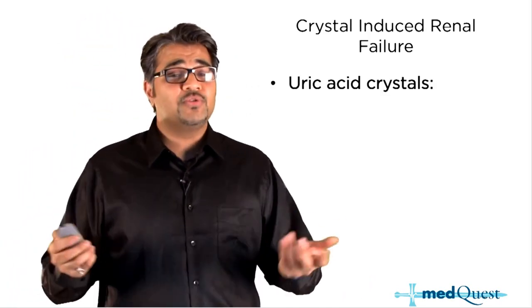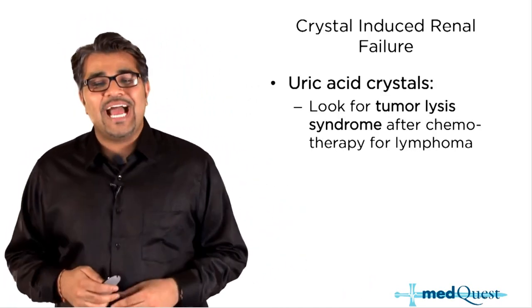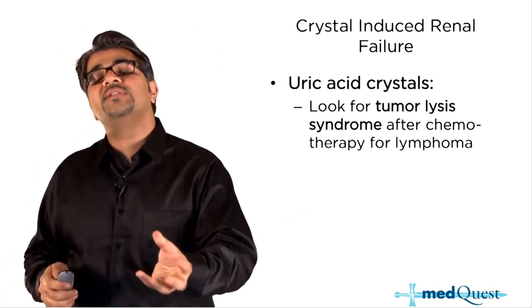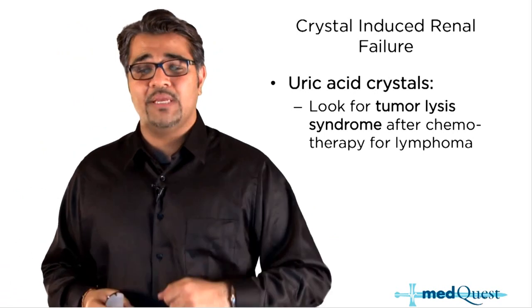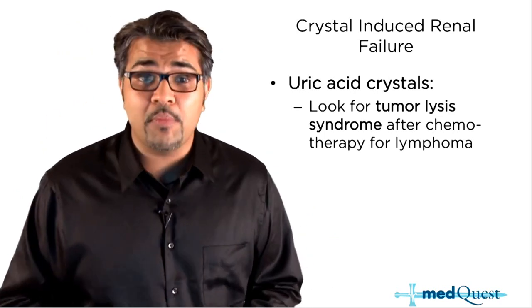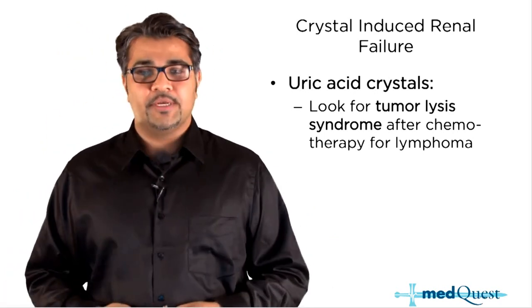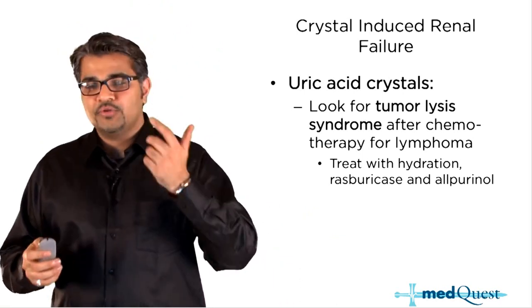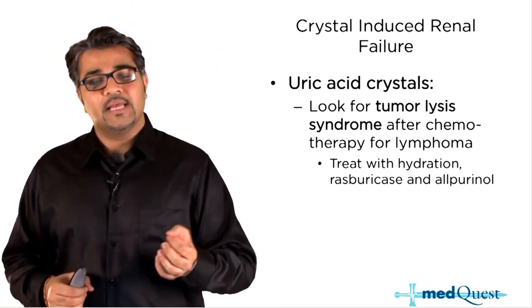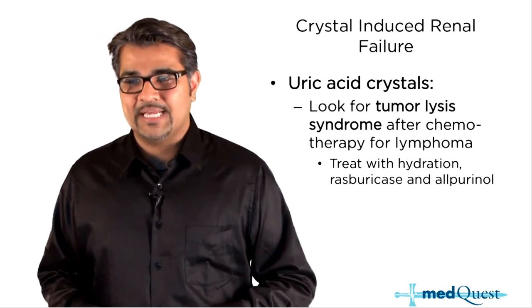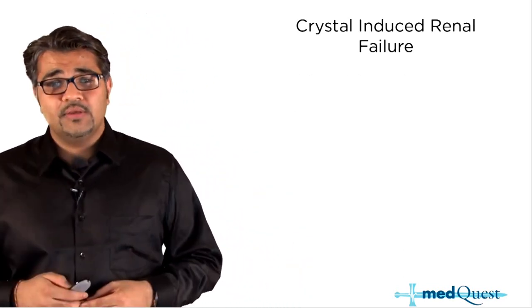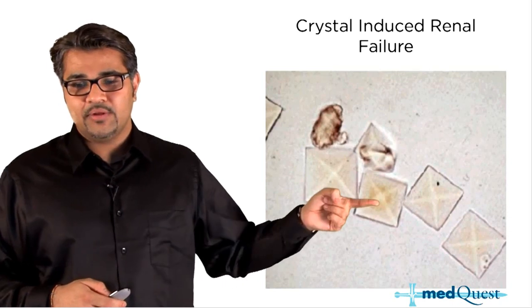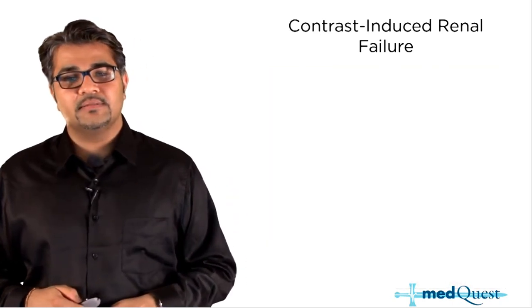Now, crystal-induced renal failure can also present with uric acid crystals. And in these patients, if you see uric acid crystals, you're going to want to look for tumor lysis syndrome after chemotherapy, possibly for lymphoma in the history. How do you treat them? Well, you treat them with hydration, rasburicase, and allopurinol. Let's get rid of that uric acid. Let's hydrate them. Another form, again, was the uric acid crystals I want to show you, and here they are, right there, uric acid crystals.